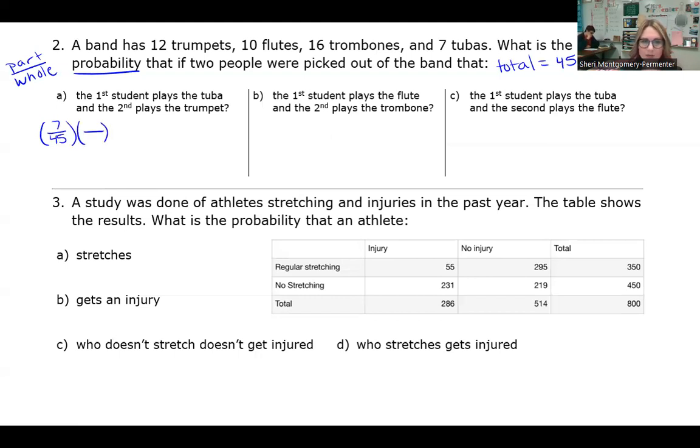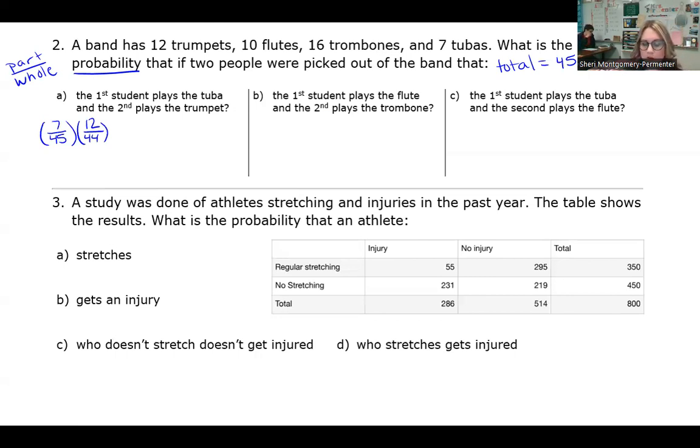The second person plays the trumpet. How many trumpets? Here's the thing though. If I have 45 people in the band and I just take away 1 tuba, how many people are left in the band now? Yes, so the second fraction has to be out of 44. Anytime you're drawing 2 things, the second fraction will always be 1 less because you just took 1 away.